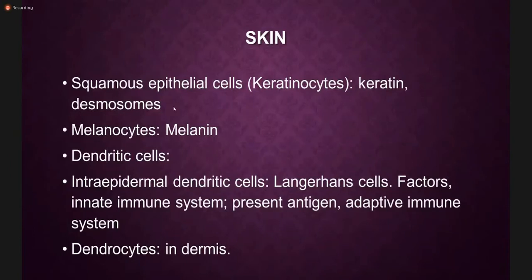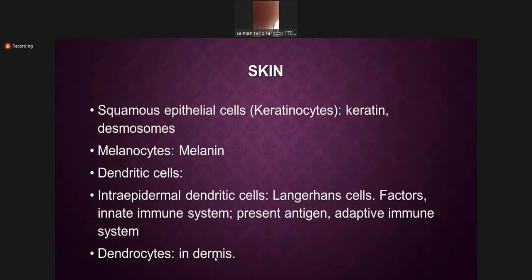So, skin comprises mostly of squamous cells, which are also called keratinocytes, and they have an abundant amount of keratin in the cytoplasm. They are adherent to each other through connections which are called desmosomes. Now, melanocytes, as we saw, are present in the basal layer, and they synthesize melanin. Then dendritic cells. Dendritic cells are part of the mononuclear phagocyte system and are born in the bone marrow, and they migrate into the skin.